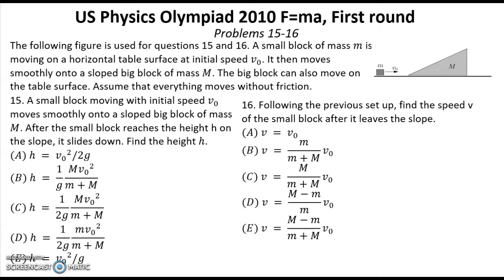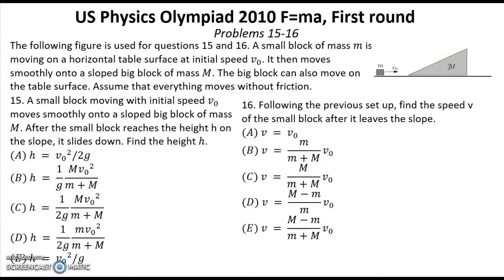Solutions. Let's see. First of all, for question 15, we can do a lucky guess for this height. Both blocks, small m and big M, have some mass, so when the small block reaches the highest position, they will move with the same speed, but this speed will not be zero. It means that this height must depend on the masses, and the answers A and E don't depend on masses. Now let's compare the three other answers.